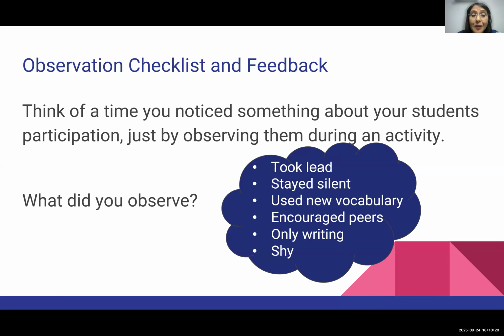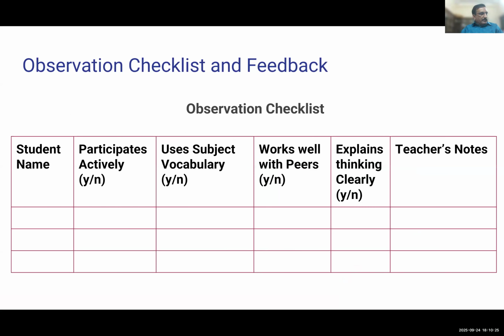Wow. There is so much to observe for the teachers, isn't it? Yes. Now, this is a checklist which teacher can use to observe students' participation during some group activities and can use to give feedback. If you can see, there are many columns. The first one is student's name, and then there are the parameters. Participates actively, yes or no. Uses subject vocabulary, yes or no. Works well with peers, again, yes or no. Explain thinking clearly, yes or no. And then there is a column for teachers' notes also.